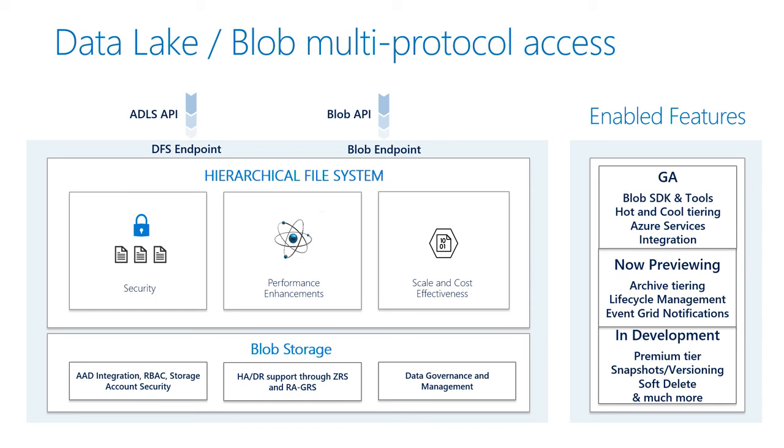Some of the enabled features we have are hot and cool tiering, SDK and tooling support, and we're also building more features to come. Stuff that is in preview is lifecycle management and archive tier, with much more to come for Data Lake Gen 2. Data Lake Gen 2 will eventually support all the services and features that Blob will support. It's just going to come in phases.